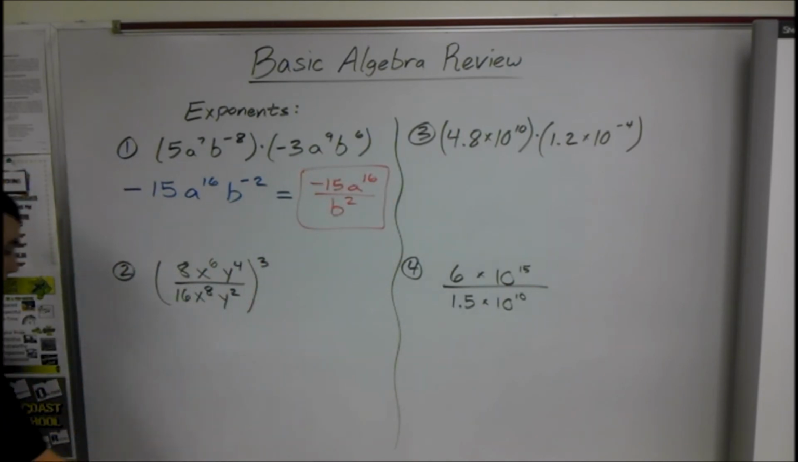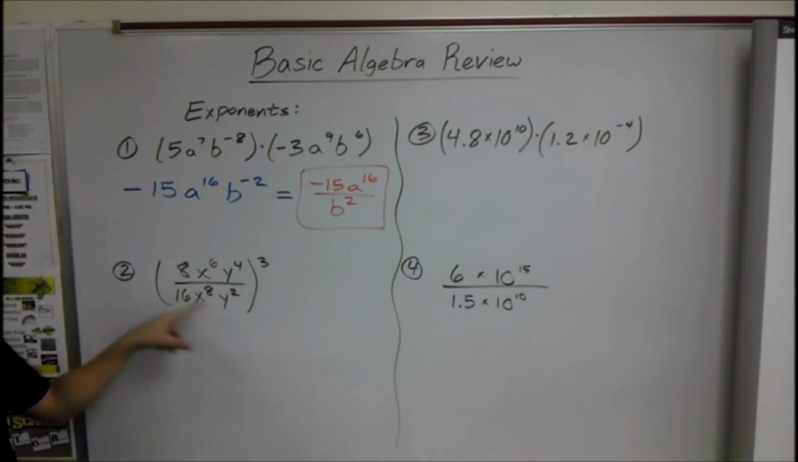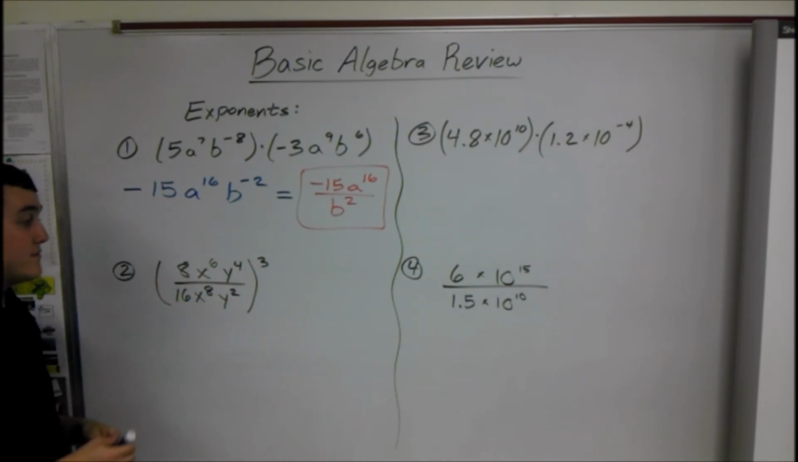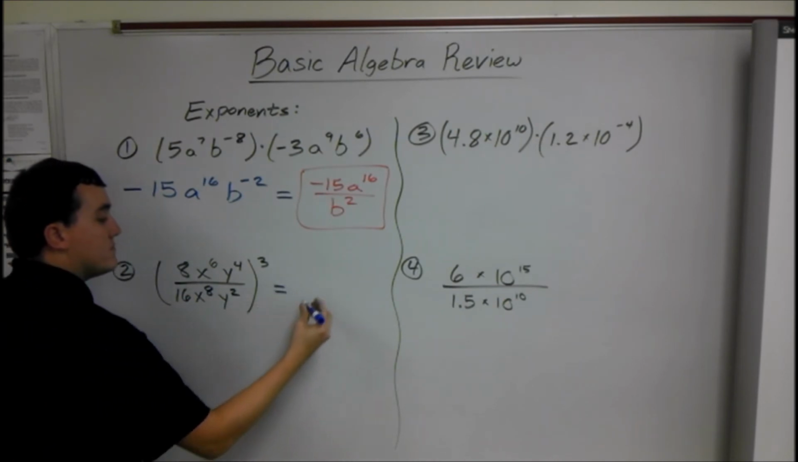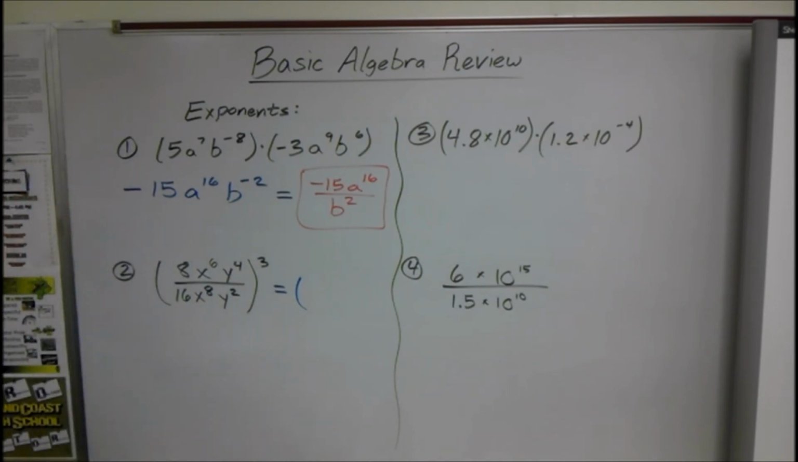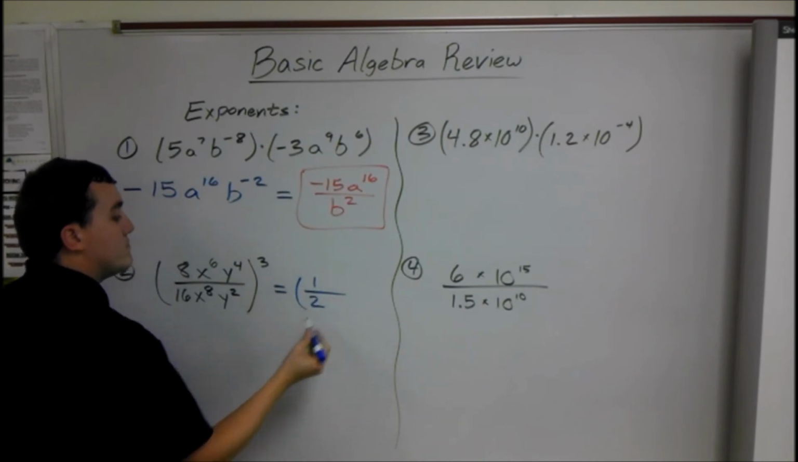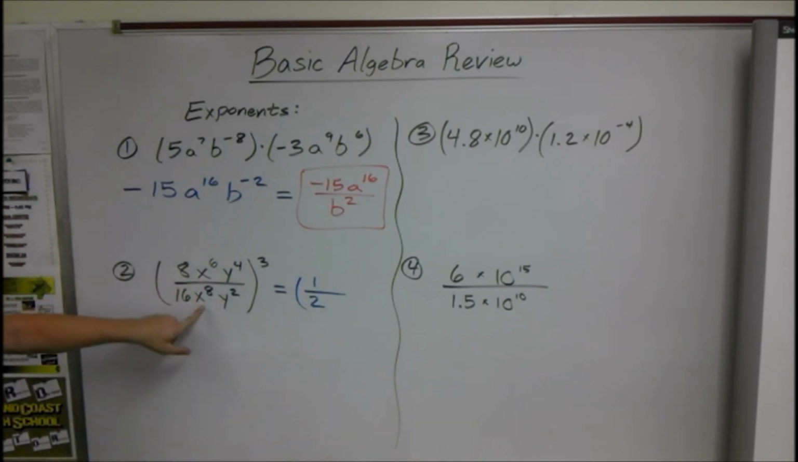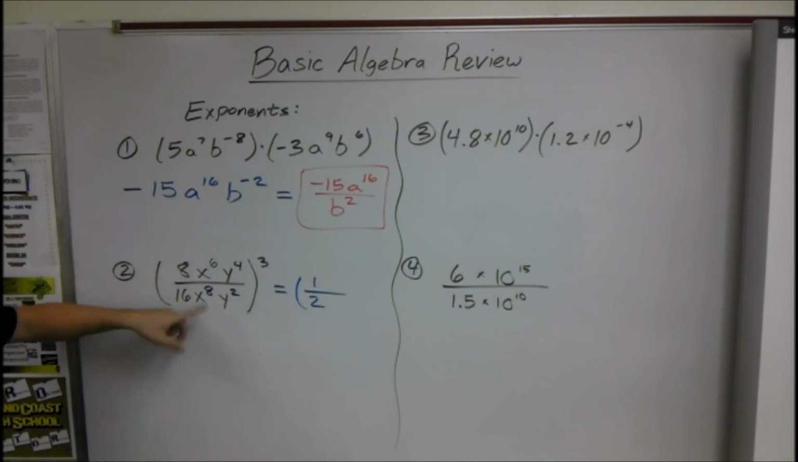Here, a couple ways you could deal with this. You could move the 3 to everything on the inside, but it's easier to deal with the inside first. So that's what we're going to do. First, let's get everything on the inside simplified. So we have 8 over 16, that becomes 1 over 2. X to the 6th divided by x to the 8th. Now you can subtract 6 minus 8, which will give you a negative 2. And then you would flip it to the bottom. So you know it's going to be on the bottom.